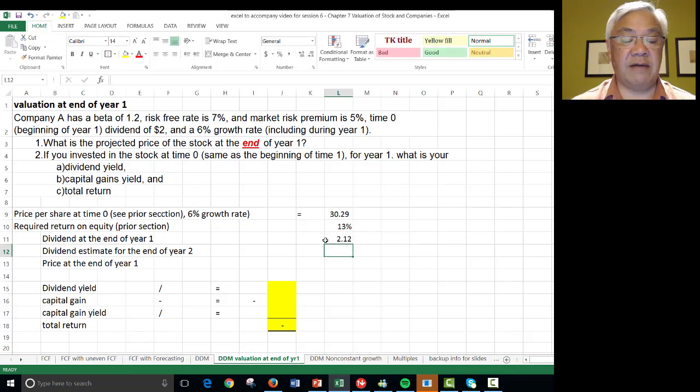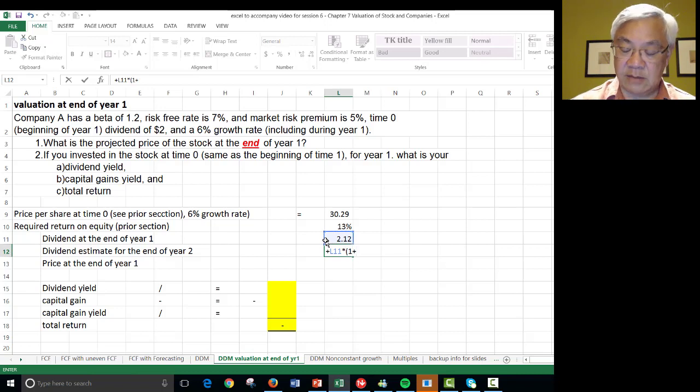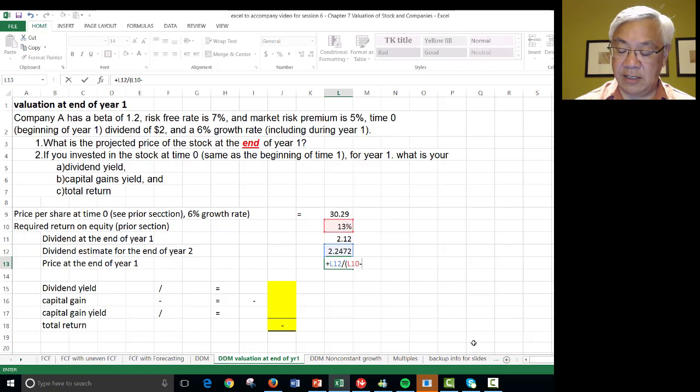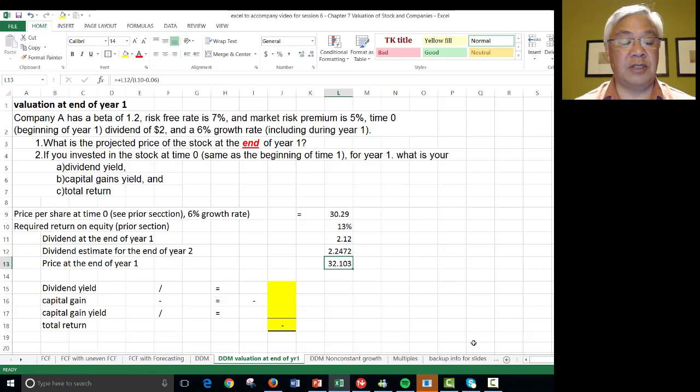That's the dividend for year one. What's the dividend for next year? It's the current year's dividend, again times 1 plus 0.06 again. So it's one more year. And the price at the end of year one equals the dividend for the following year, which is this number, divided by, open parens, the required rate of return, 13 minus 0.06, which is the growth rate. So that's our handy new formula, which is value equals dividend for next year divided by the required return minus the long-term growth rate.